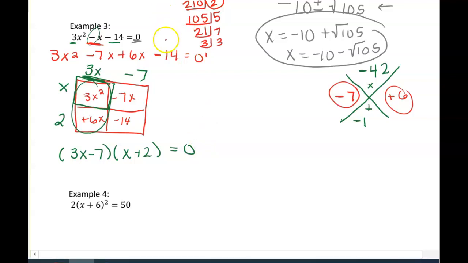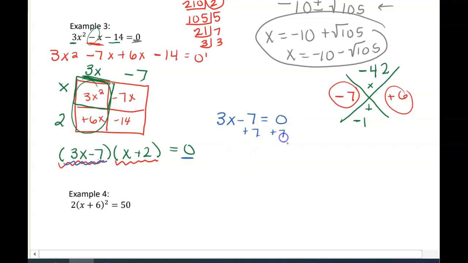I want you to think, when's the only time I can multiply two numbers? Okay, so what's in parentheses is going to be a number, what's in parentheses is going to be a number, and it's going to equal 0. The only time that will ever happen is when one of them is equal to 0. Okay, so now I want to say, all right, well, when is 3x minus 7, when does that equal 0? Because when that equals 0, this is equal to 0, which will make this 0.